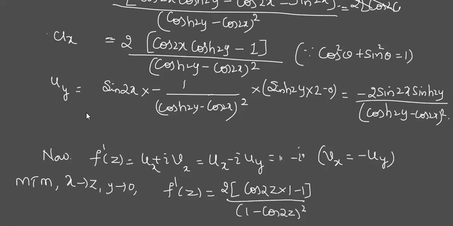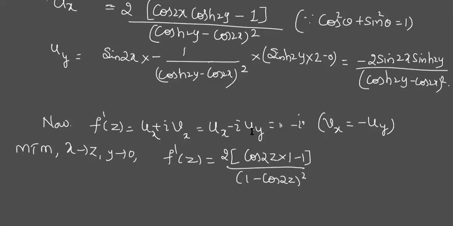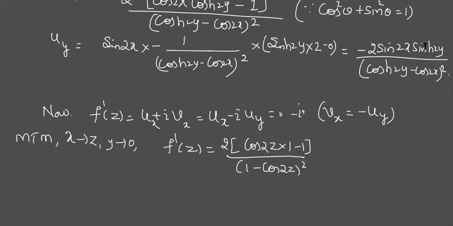Is the part clear? What is being done? This ux is used and we are applying the changes according to the Milne-Thomson method. Anybody tell me what is uy value when I put y as 0? Fast. 0. Why 0? This term is multiplied with sine hyperbolic 2y, which is 0. So obviously it is going to be 0.